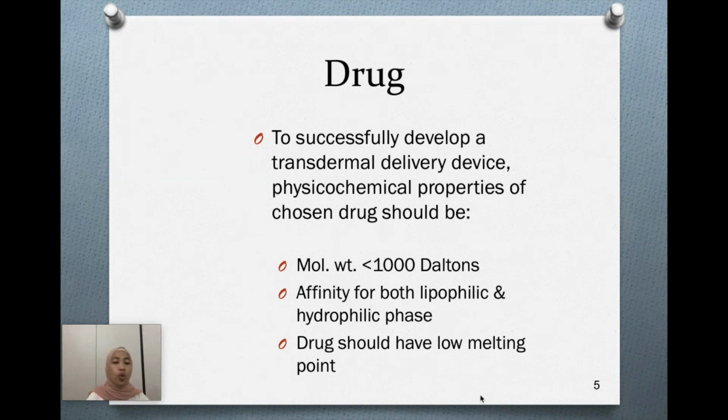The drug should have a low melting point, and this is because people have found out, for example, ibuprofen can exist in different types. It can exist as enantiomers. It can exist as a racemic mix. So they found out when ibuprofen exists as enantiomers, it has a lower melting point than the racemic mix. And this type of ibuprofen is more soluble in our skin lipid. Therefore, it can penetrate better. So that's why the drug with low melting point is considered.